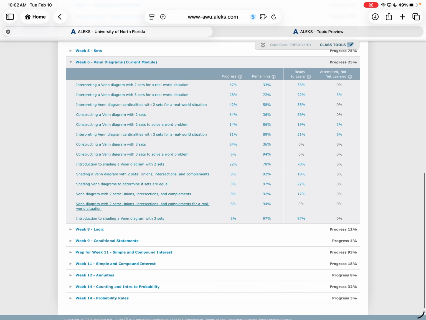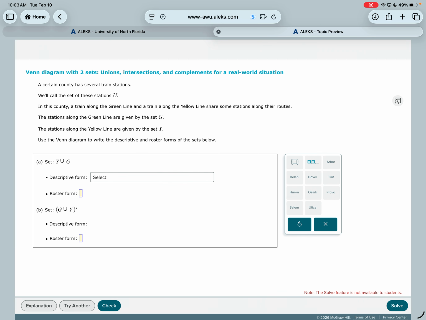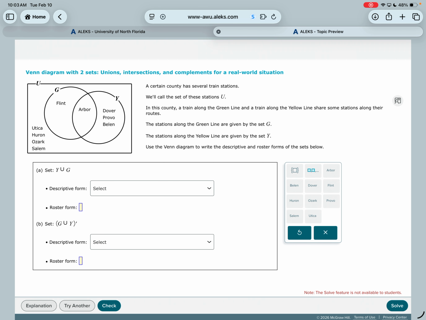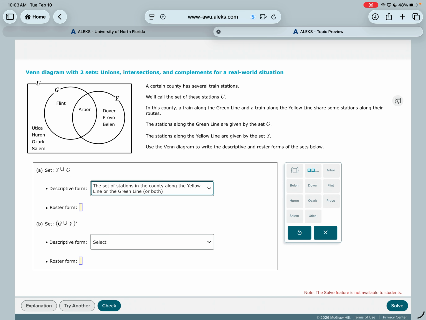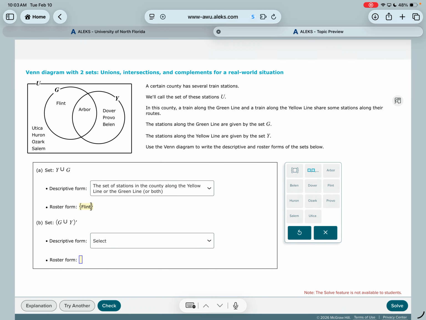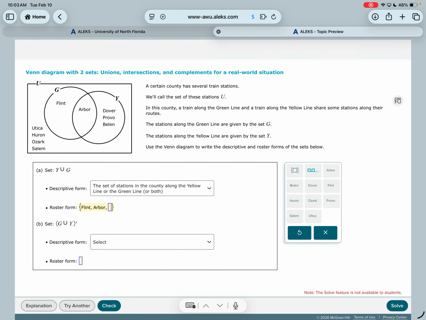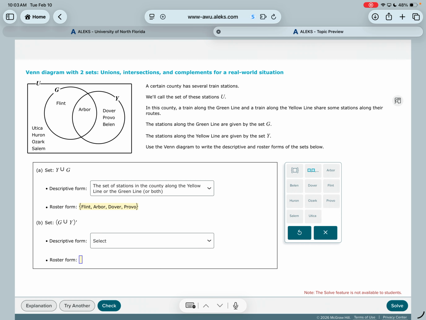And then the last topic is putting that into a real world situation. We got more trains or something. The green line and the yellow line. Okay, so Y union G would be what trains go in the yellow or the green or both. And then you have to write each one out that is in green, yellow, or both.